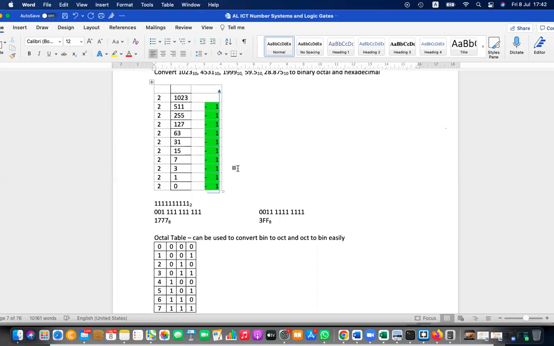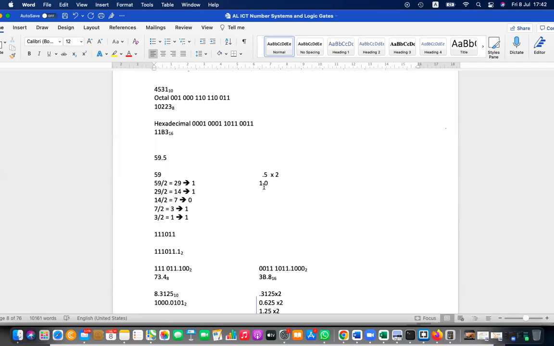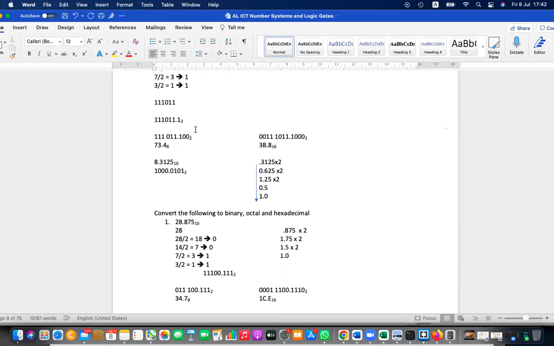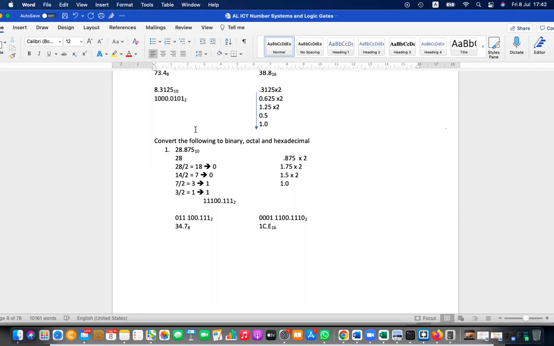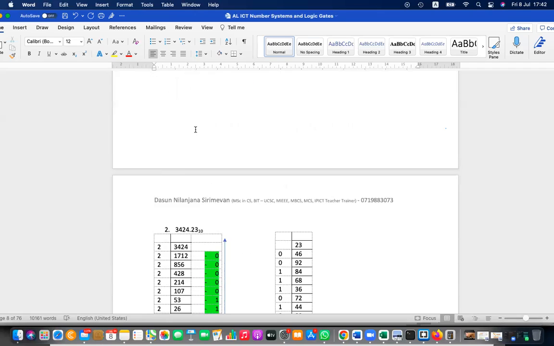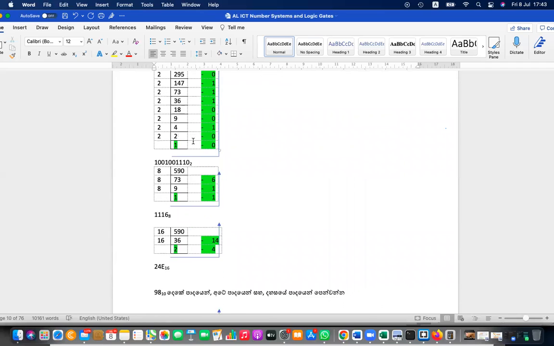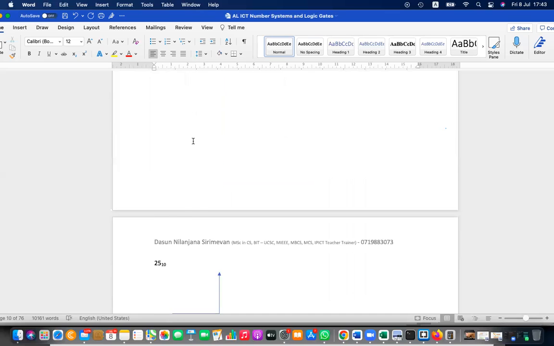So similarly, this is a very easy method from binary to octal, binary to hexa. We learned that, right? But when you convert from octal to hexa, this method can be used too. And hexa to octal, this method can be used, right? Decimal numbers we are not considering in O levels. We are only considering whole numbers, right? Decimal numbers will not be included.